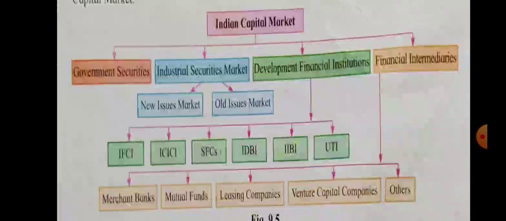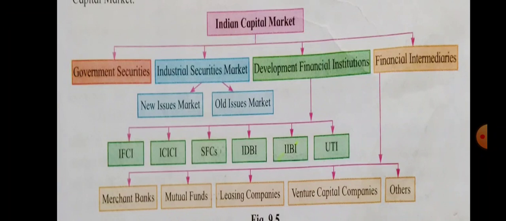Now let us see the structure of Indian capital market. There are four components of Indian capital market. Number one is government securities. Number two, industrial securities market. Number three, development financial institution. And number four, financial intermediaries.